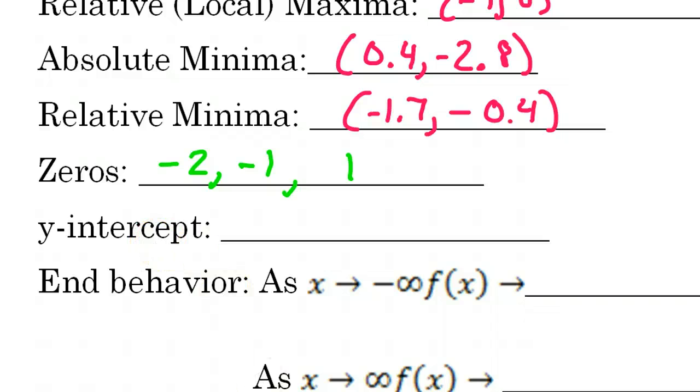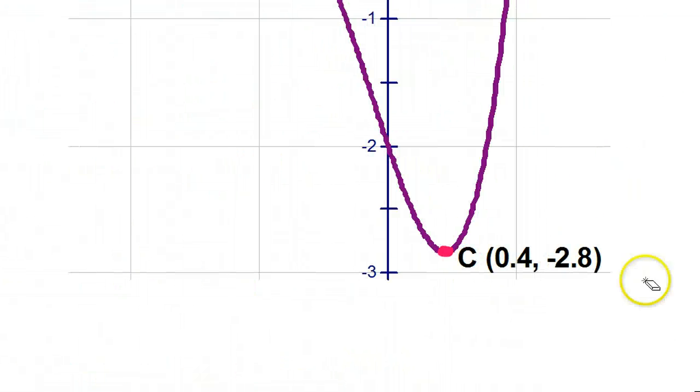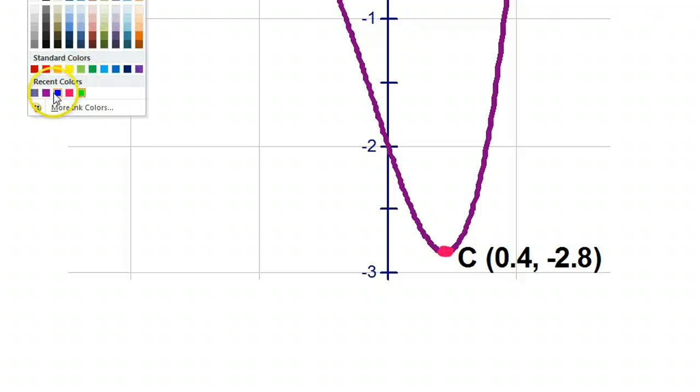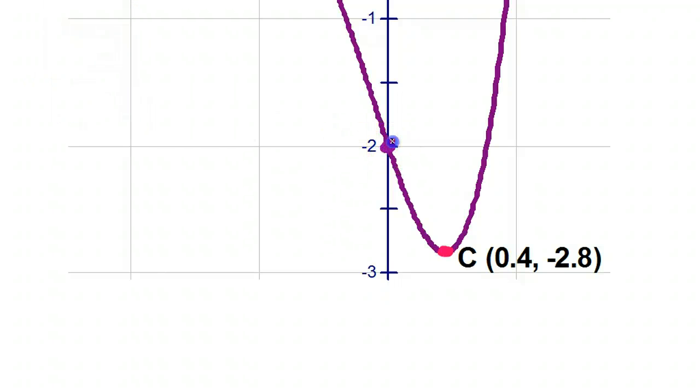Now the y-intercept is an ordered pair. Okay, and I can already see the y-intercept right there. Okay, the y-intercept is the point where the graph touches the y-axis. So that's 0 comma negative 2 is the y-intercept.